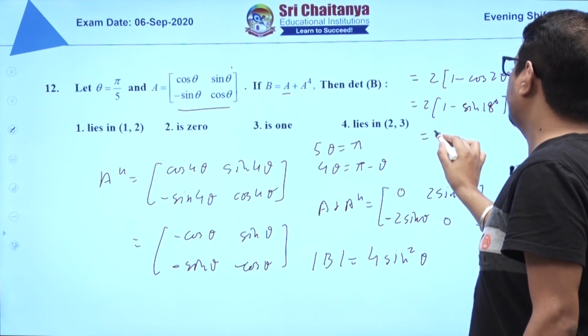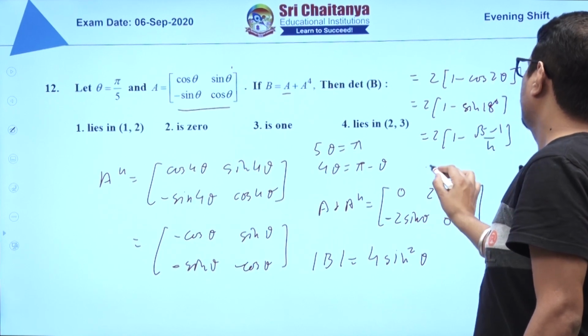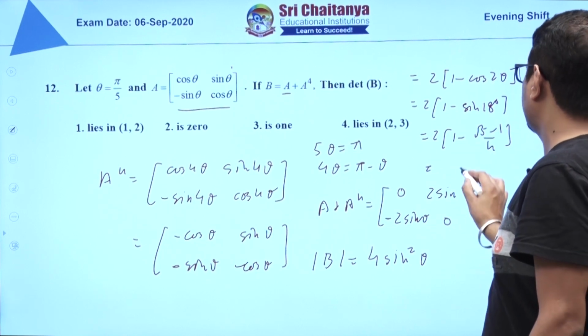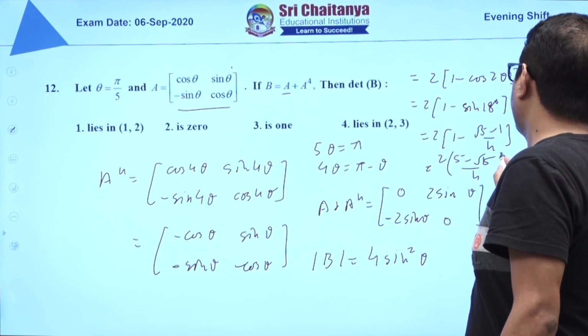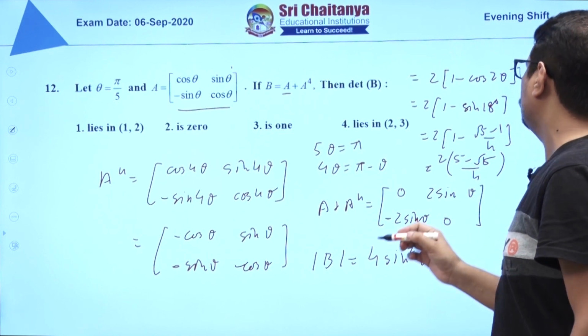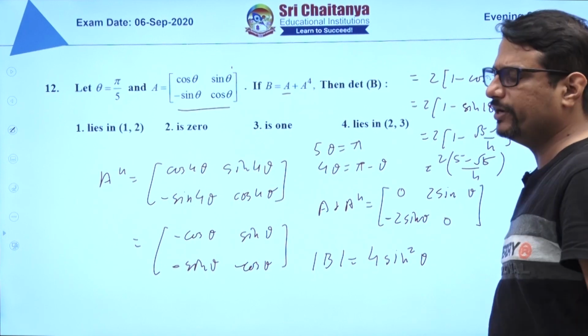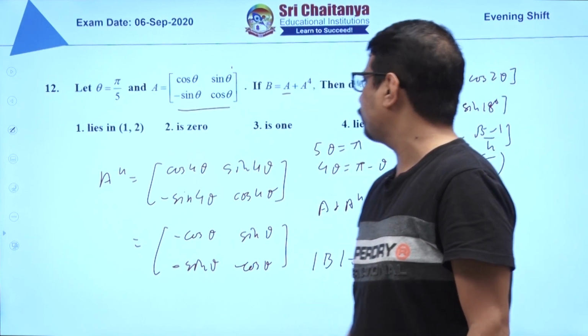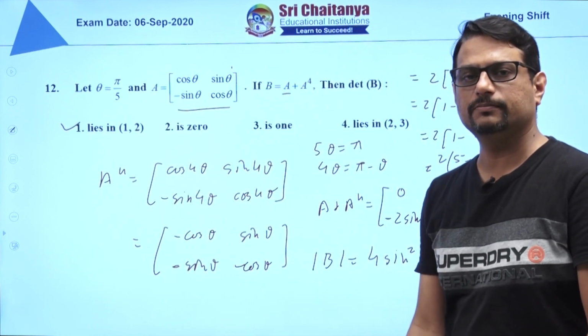So this is root 5, 2 times 1 minus root 5 minus 1 by 4. So this is 4 minus root 5, 4 plus 1, 5 minus root 5 by 4 multiplied by 2. So 5 minus root 5 is 5 minus 2.2, which is 2.6, 2.6 into 2 is 4.6, 4.6 divided by 4 is 1 point something. So it should lie between 1 and 2. This will be your answer.